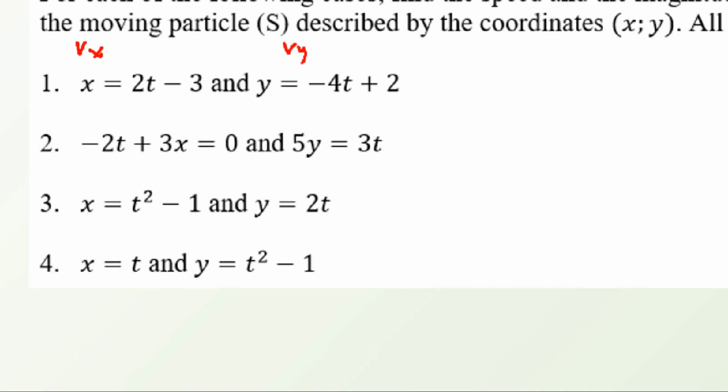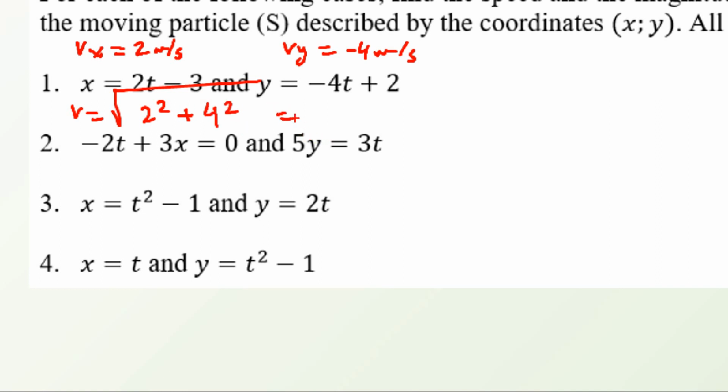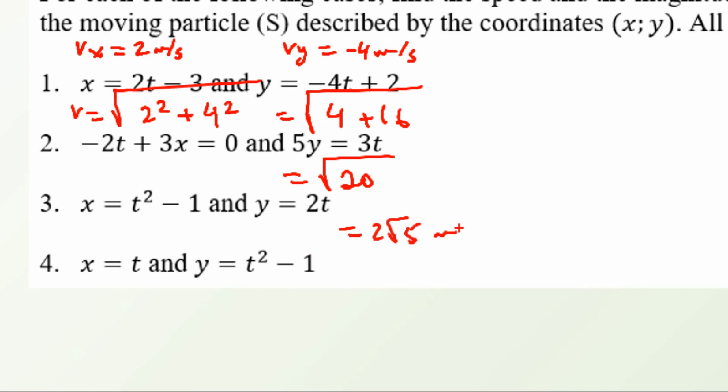In this case, in order to determine the speed, first we need to determine vx and vy. Vx is related to the position via derivative, and that would be 2 meters per second. Vy would be negative 4 meters per second. That's the velocity for each component. What about the speed? The speed would be given by the radical of 2 squared plus 4 squared. And if you do the calculation, let me try to do it here, that would be 4 plus 16, which is radical 20, and that would be 2 radical 5 meters per second. So this is it for the velocity.